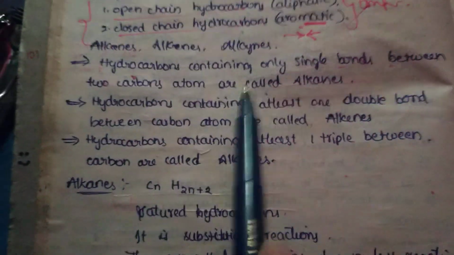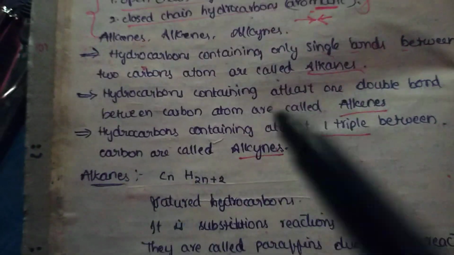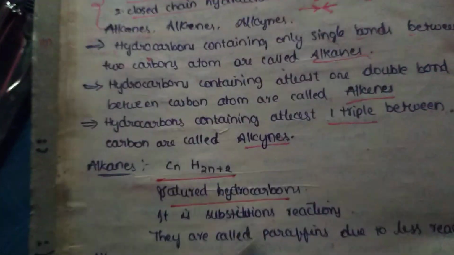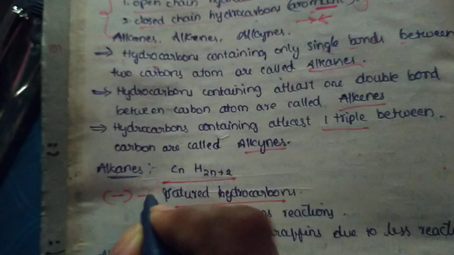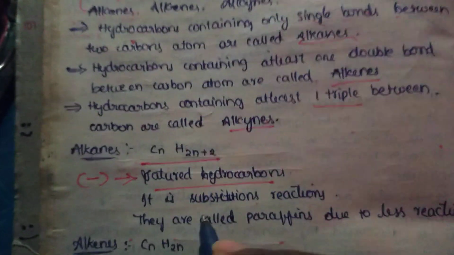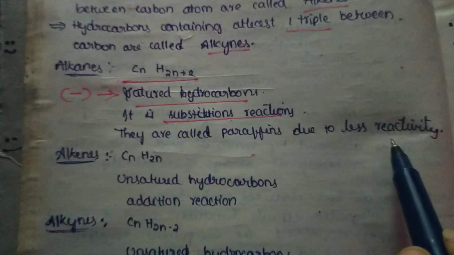Alkanes: hydrocarbons containing only single bonds between two carbons are called alkanes, with a double bond alkenes, and with a triple bond alkynes. I already discussed this with you. This is the general formula for saturated hydrocarbons. If a single bond is there, it is called a saturated hydrocarbon. It undergoes substitution reactions. In more videos, by the end of the carbon and its compounds series, I will tell you the substitution reactions in part 4. They are called paraffins due to less reactivity.